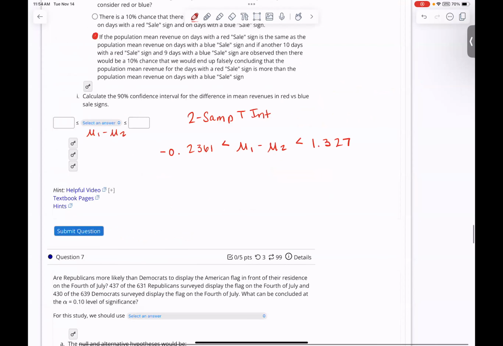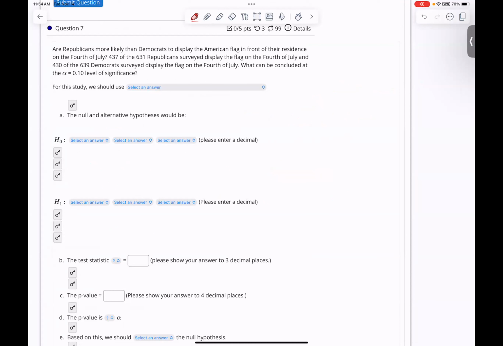Problem 7. Are Republicans more likely than Democrats to display the American flag in front of their residence on the 4th of July? 437 of 631 Republicans surveyed display the flag on the 4th of July, and 430 of 639 Democrats surveyed display the flag on the 4th of July. What can be concluded at the alpha equals 0.1 level of significance?